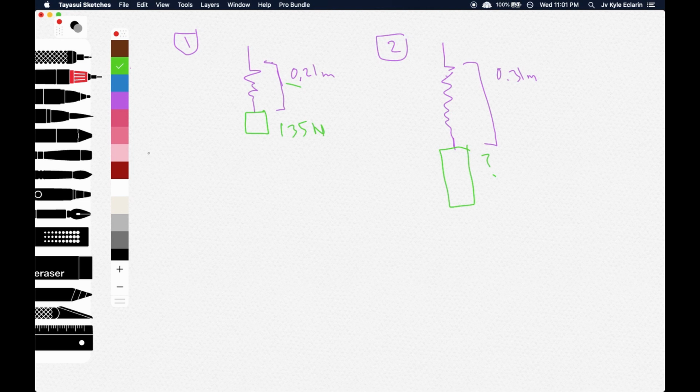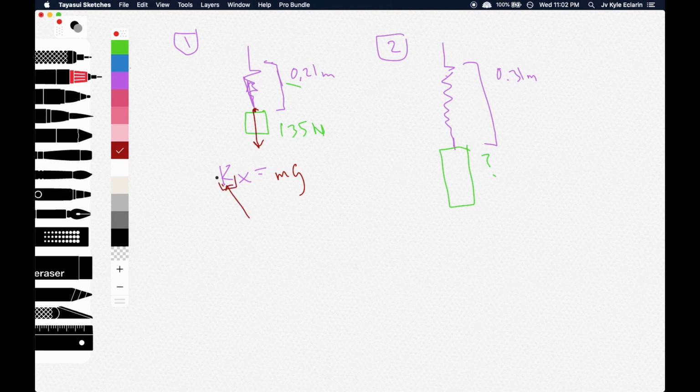If we sum the forces around this point here, in case 1, we'll find that these two are in equilibrium. We're assuming that everything is static, so that means that in the y direction, the weight is equal to the force of the spring. So the force of the spring is equal to kx. That is equal to mg. Now the only thing that we don't know is k, right?